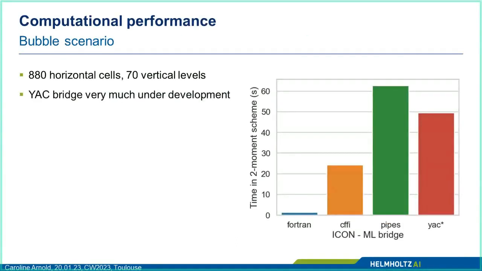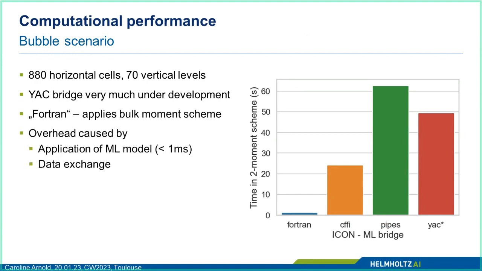The last thing I'd like to show is the computational performance of the different bridges. So we are seeing here the time that has been spent in the 2-moment scheme using Fortran, which is almost not visible here. It applies the bulk moment scheme. And CFFI, this is embedded Python. And YAC and pipes, they all call the machine learning algorithm through the established bridge.